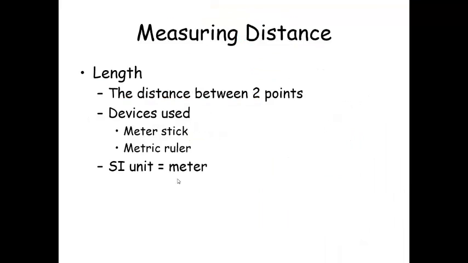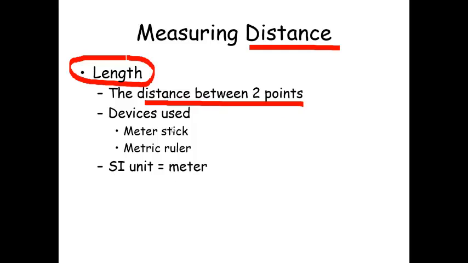So just talking through some of these things. Measuring distance, that's called length. The definition of length is the distance between 2 points. To measure length, we use the meter stick or metric ruler. Those are the appropriate devices. We did that a lot first semester in physics, and so the SI unit, of course, is the meter.